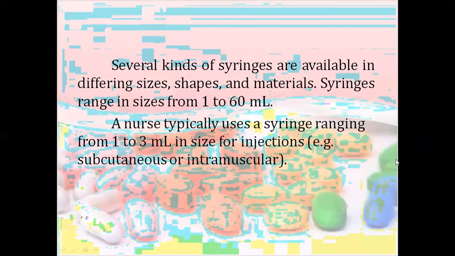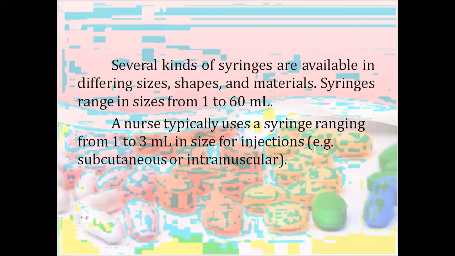Then next, several kinds of syringes are available in different sizes. In the market, there are several kinds of syringes available in different sizes, shapes and materials. Syringe sizes range from 1 to 60 ml. A nurse typically uses a syringe ranging from 1 ml to 3 ml in size for injection. It depends upon the size and the site of injection, meaning which site we are using. Sometimes we use the subcutaneous injection.